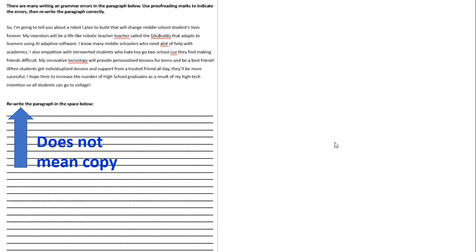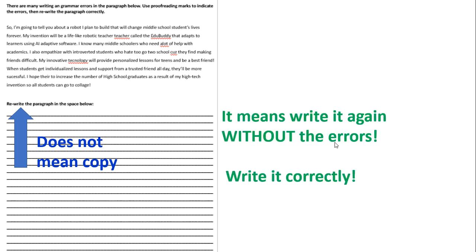The last page of the language arts study guide seemed to be challenging for some students. At the top, you were supposed to proofread it and find the grammar and spelling mistakes, and many people did that well. However, on the bottom, the instructions said, rewrite the paragraph in the space below. Rewrite does not mean copy with all the mistakes in it. You're supposed to write it again without the errors. You're supposed to write it correctly, practicing all that correct spelling and correct sentence structure.